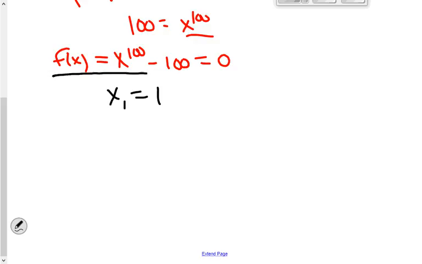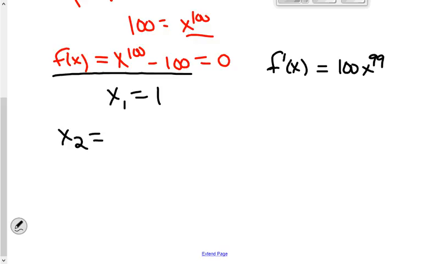So if f of x is equal to x to the 100 minus 100, what's f prime of x going to be equal to? 100x to the 99th. So that's my first guess.